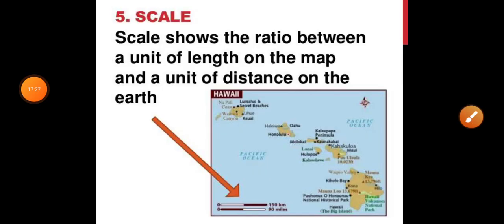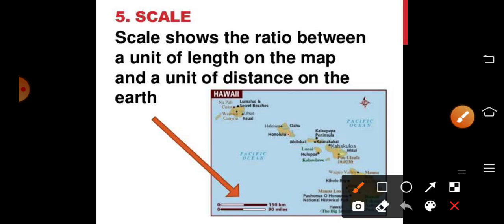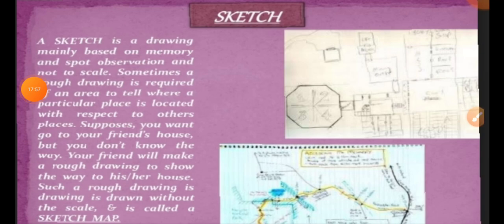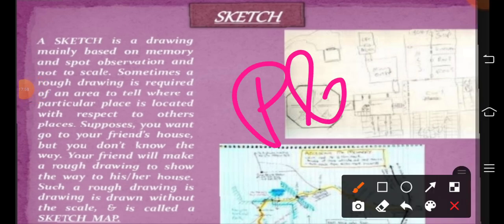It is the ratio between a unit of length on the map and the unit of distance on the ground. It is the ratio between the actual distance and the distance represented on the map. On the basis of scale there are two types of maps: large scale and small scale. Small scale map represents a large area, and large scale map represents a very small area. We have also discussed another two important things, sketch and plan.